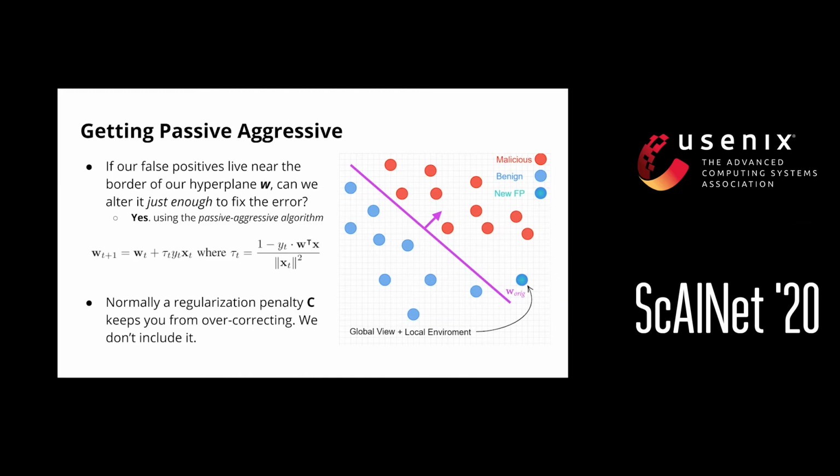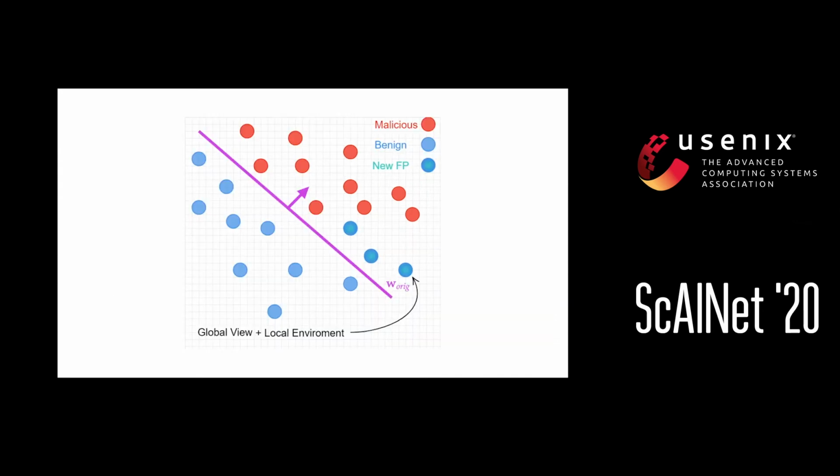Now, normally, you wouldn't ever actually do this. And the original passive-aggressive paper introduces a regularization penalty C to prevent it from fully correcting on errors. Because if you get one mislabeled data point and you fully correct it, you could end up destroying the model. But in this case, we need to fully correct after one update. So we're going to do something weird and use the unregularized version of the model. Now let's go through a toy example to show why.